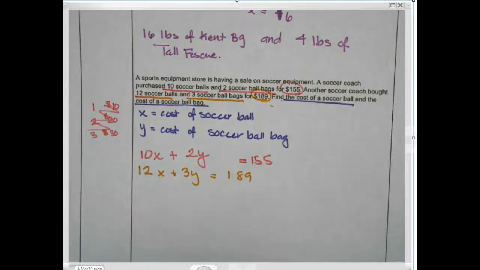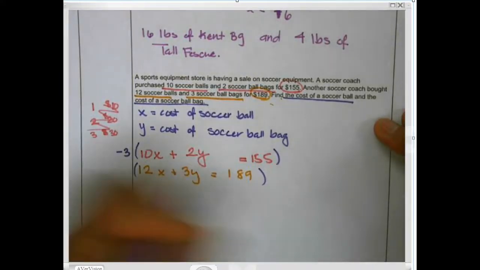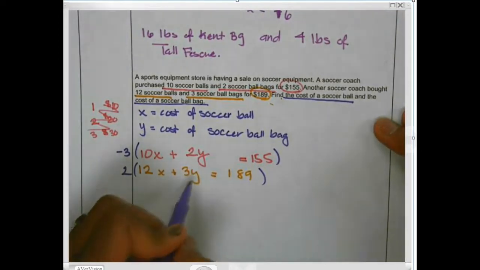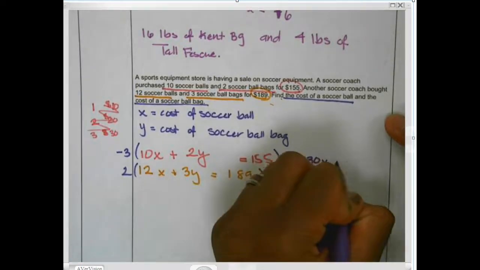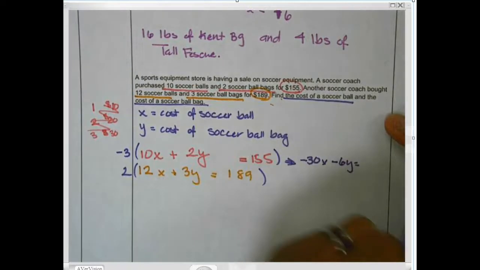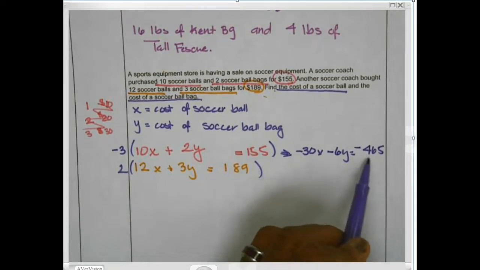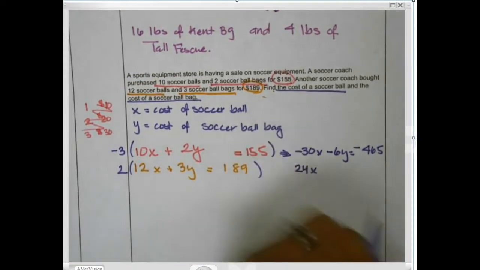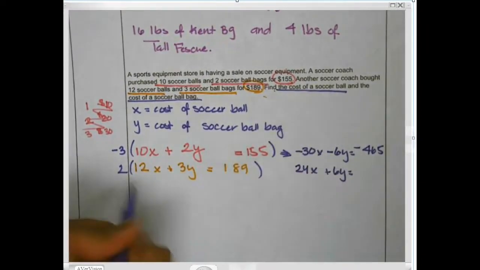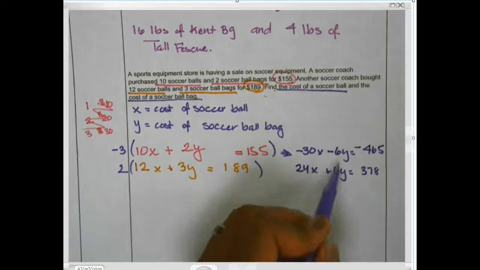Therefore, I am going to choose, make an executive decision, to multiply this by -3 and this by 2, because 2 and 3 both go into 6. One of these has to be multiplied by a negative. Doesn't matter which one. So I get -30x minus 6y equals, I don't know what that is in my head, but I will find out. I get -465. Then I multiply everything on this one by 2. So I get 24x plus 6y equals 2 times 189 is 378.